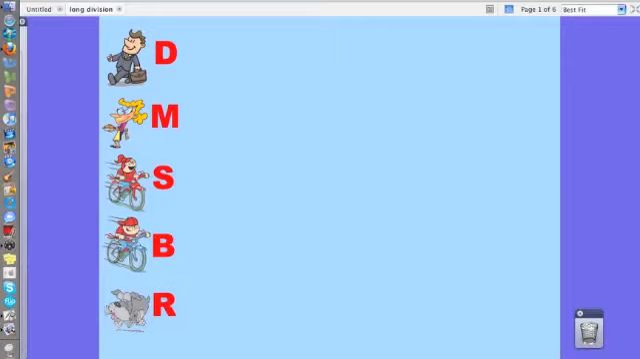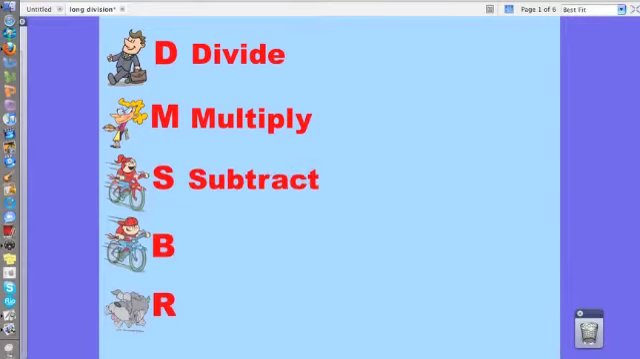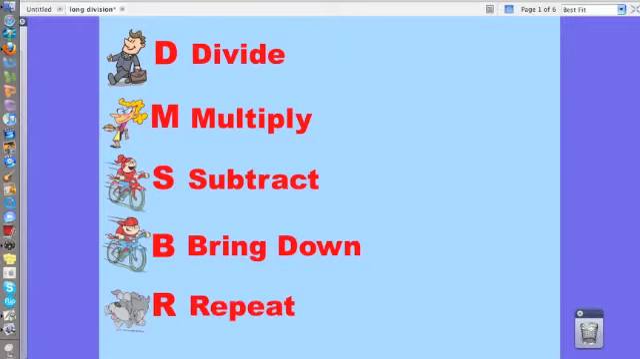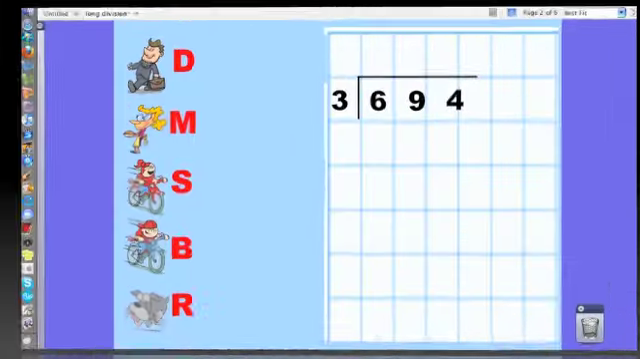The D stands for divide. The M stands for multiply. The S tells us we need to subtract. The B tells us we need to bring down. And the R reminds us that we need to repeat the process all over again.